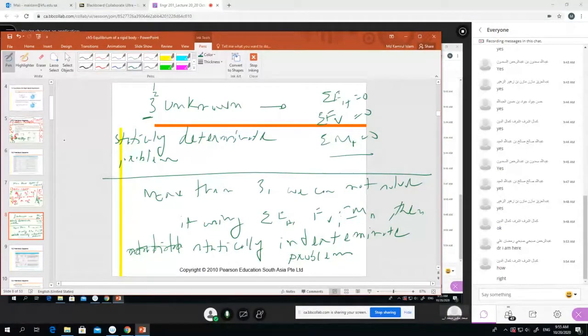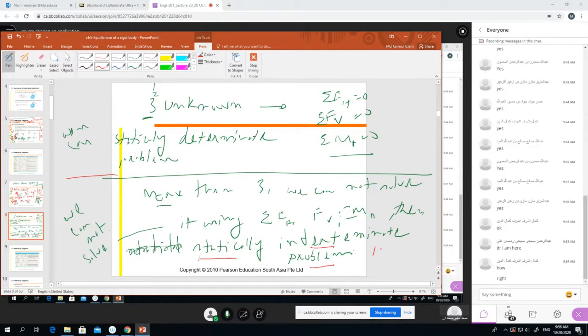We can solve it. If more than 3, we cannot solve. We can, and here we cannot. If we cannot solve, then we say its name is statistically indeterminate problem. Actually, we can solve it.